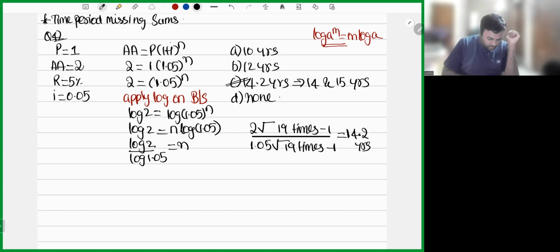Now, or else you can use one more shortcut. I said you three ways. First way is option verification. Next one is apply log on both sides. Now, third way, it's a shortcut.